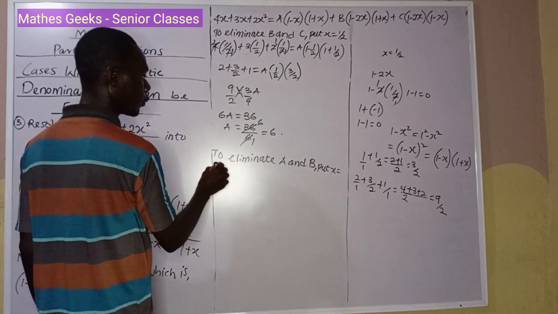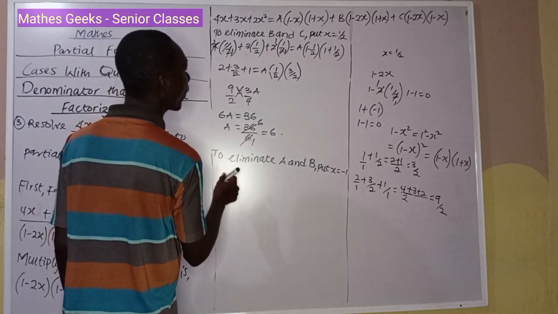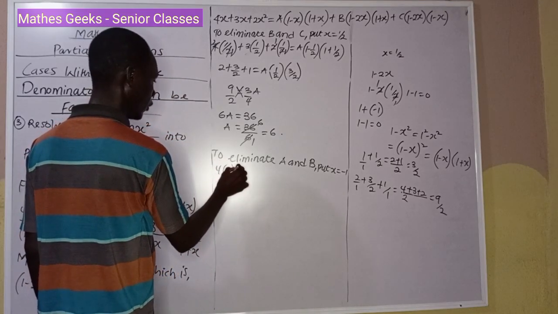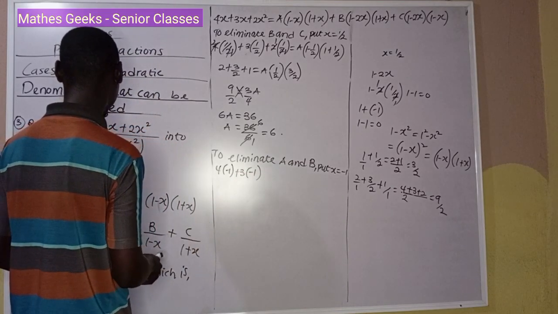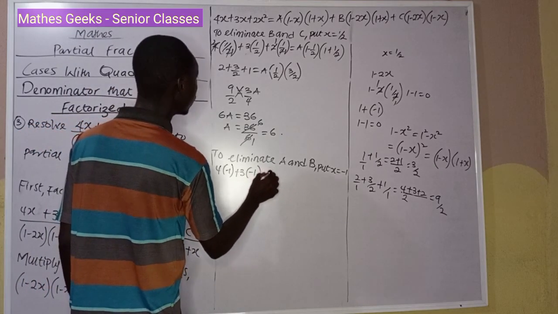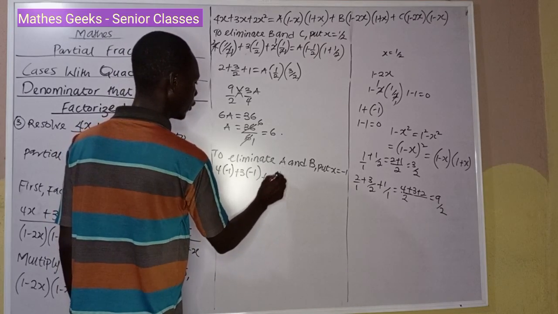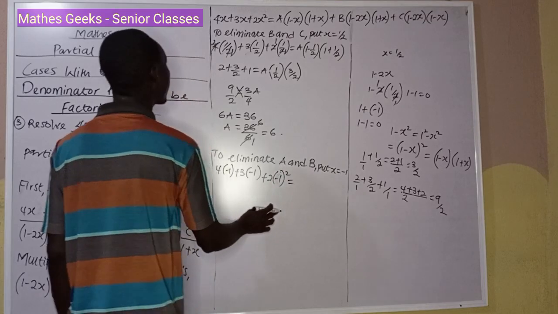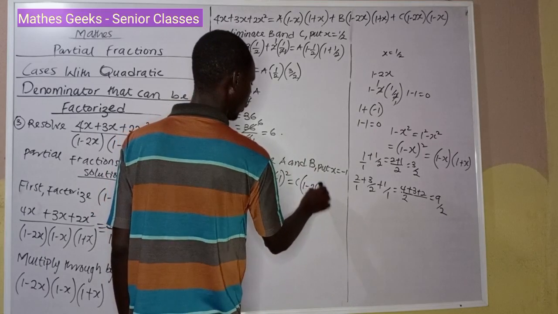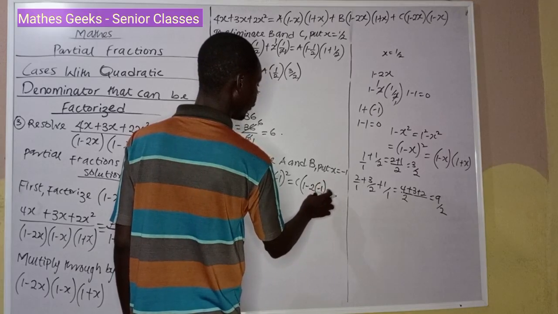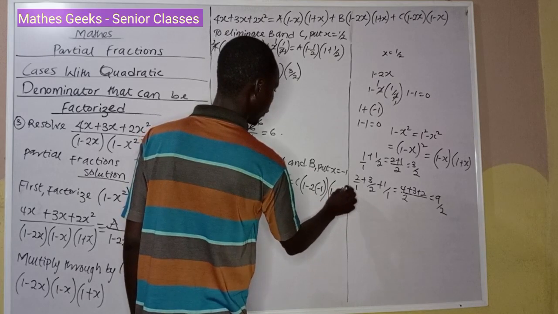So put x as minus 1. Alright, so 4 times minus 1 plus 3 times minus 1 plus 2 times minus 1 squared is equal to C times 1 minus 2 times minus 1, and 1 minus minus 1.